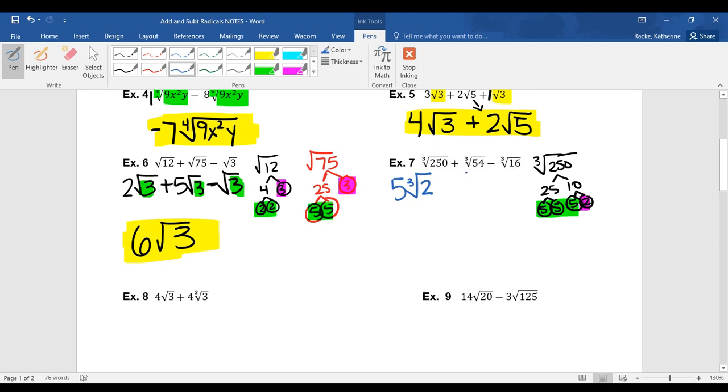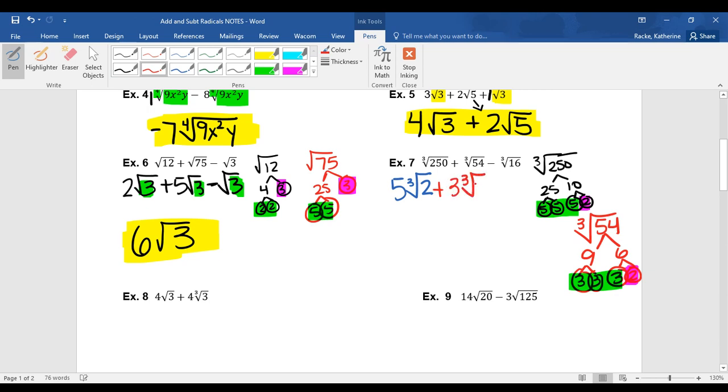Now I'm looking at the cube root of 54. 54 breaks down into 9 and 6. 6 breaks down into 3 and 2. And 9 breaks down into 3 and 3. So I have a group of 3s there, and I have a 2 left over. So now the cube root of 54 is going to turn into plus 3 cube root of 2.